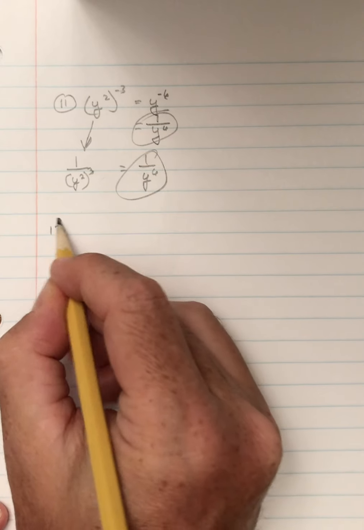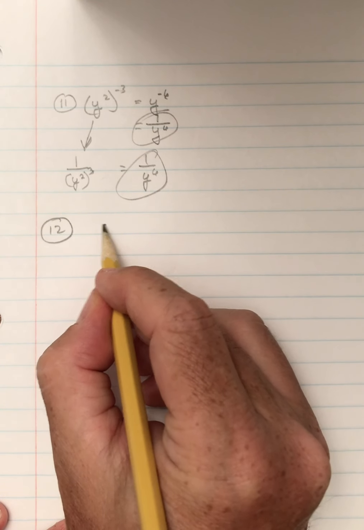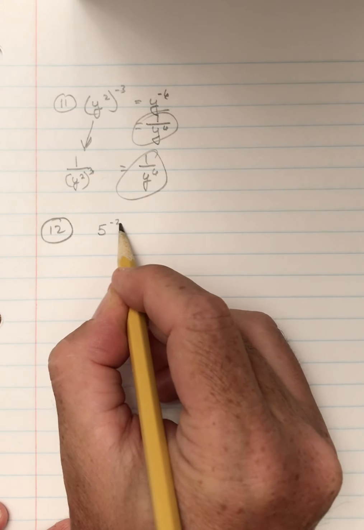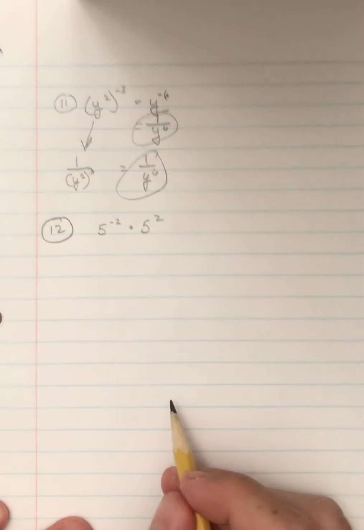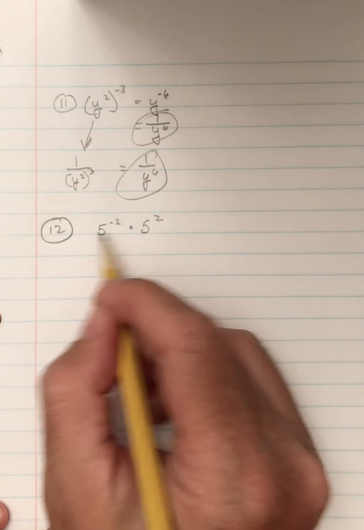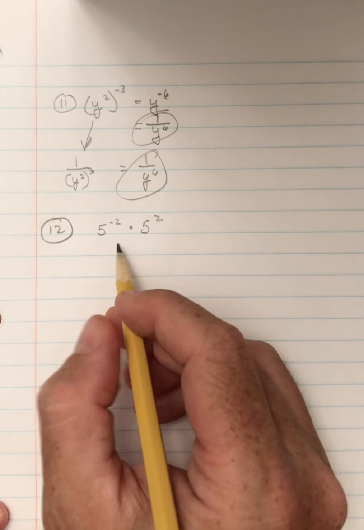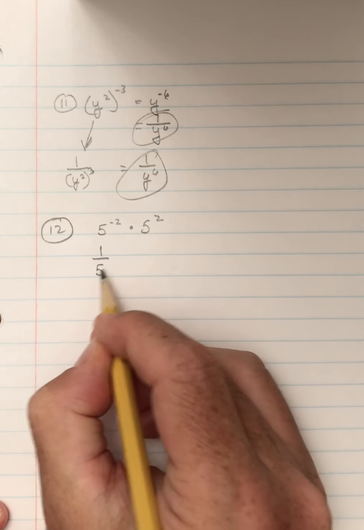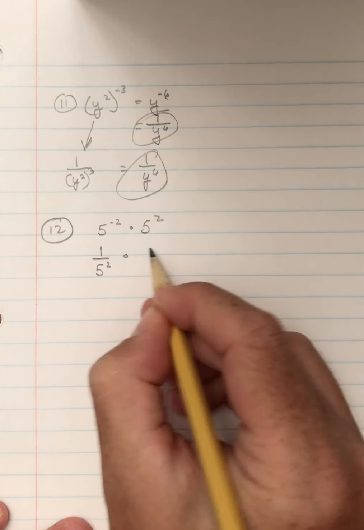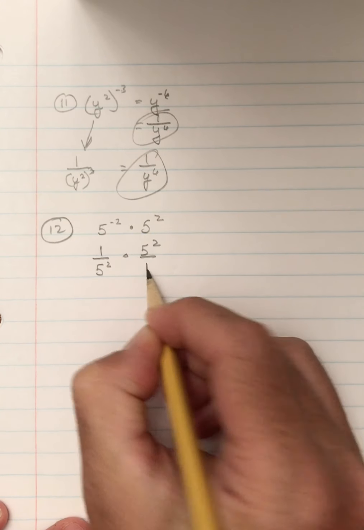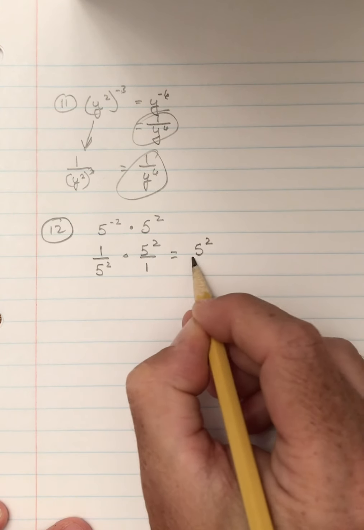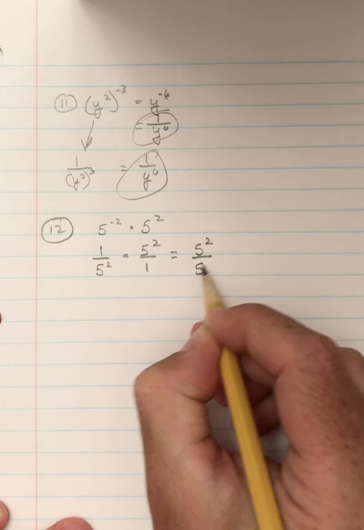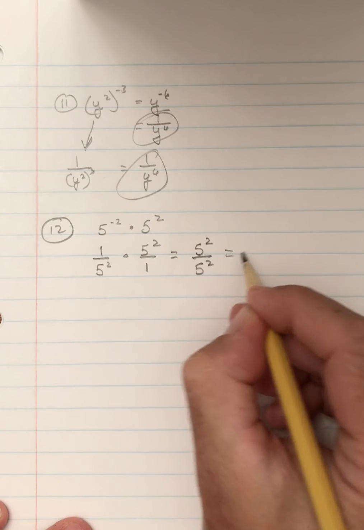Number 12, last one. Hopefully this was one of the easier ones for you. This is 5 to the negative 2 times 5 to the 2nd. Now, if you write this out, if you use the negative exponent definition, this is going to be 1 over 5 to the 2nd times 5 to the 2nd over 1. Then when you multiply straight across, some of you are going to notice this is 5 to the 2nd over 5 to the 2nd, which of course has to be 1.